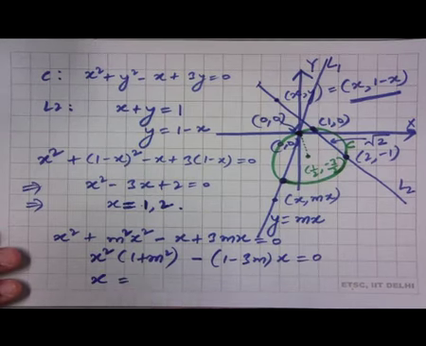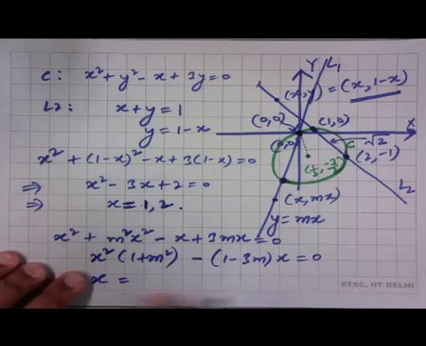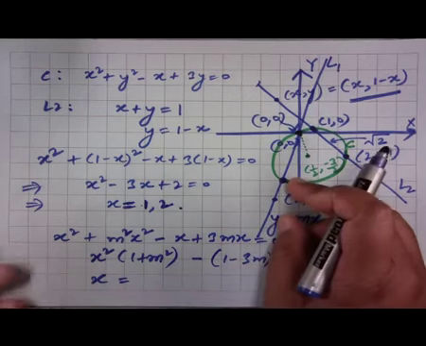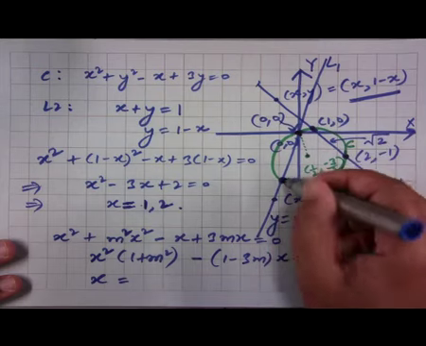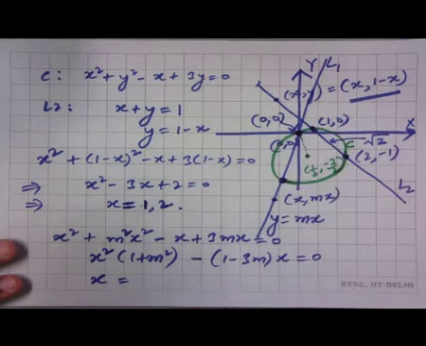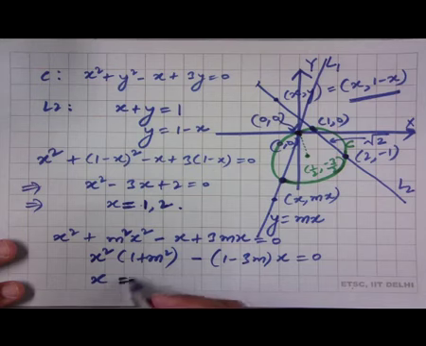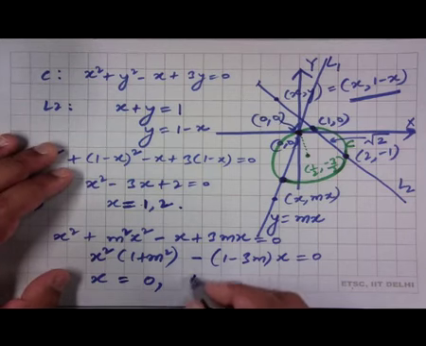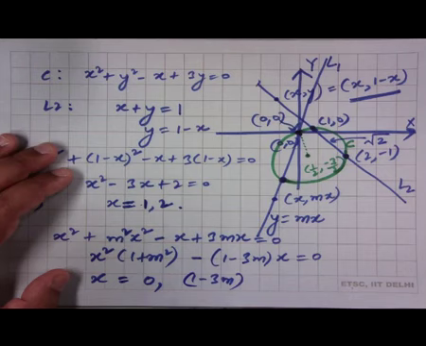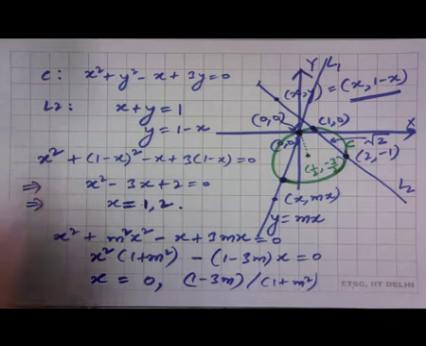So, there are two values of x which satisfy this quadratic equation, and those two values will basically correspond to the 2 points of intersection. So, the two roots are x equal to 0 and x equal to 1 minus 3m by 1 plus m square.